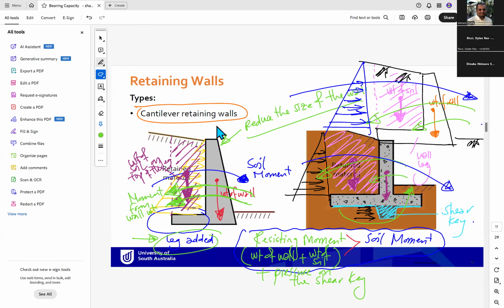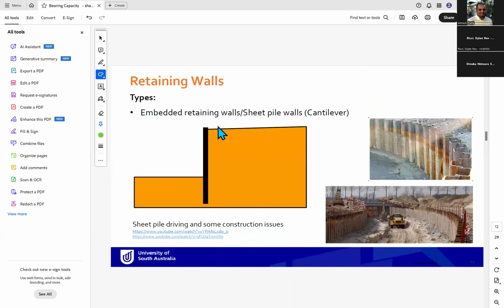Okay, so this is the cantilever retaining wall, and the third type we have for retaining wall is called the embedded retaining walls or sheet pile walls. As you can see, the embedded retaining wall means that we have two different levels of soil, and we have embedded or pushed this part, which is called sheet piles.